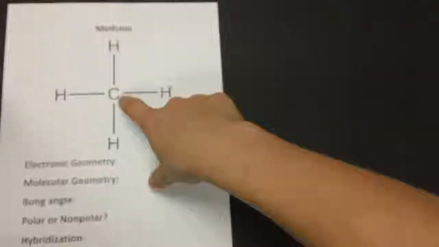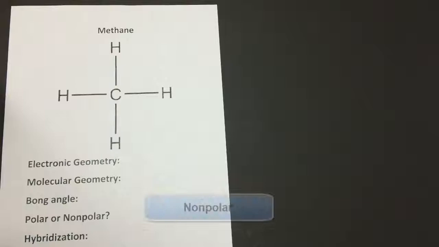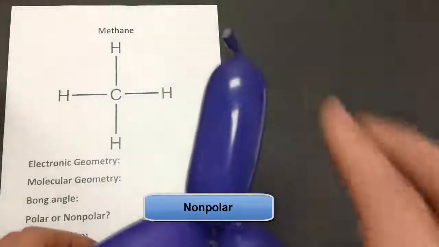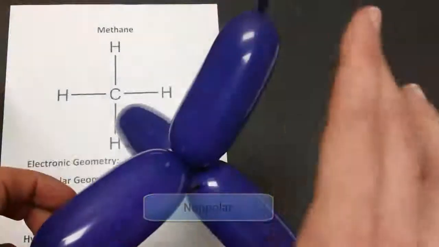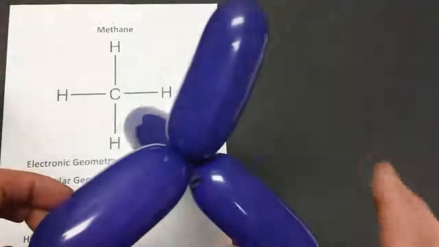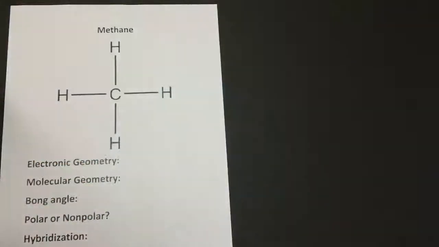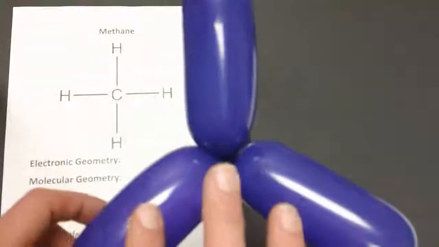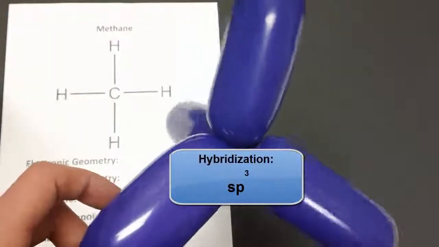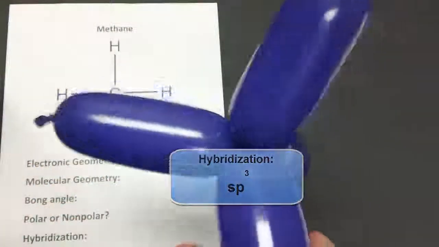So is this molecule polar or nonpolar? The molecule is nonpolar because carbon and hydrogen have very similar electronegativities, so we don't even have polar covalent bonds, and they're all equal and symmetric, so nonpolar. What about the hybridization for this molecule? Hybridization, we have 4 regions, sp3. sp3 hybridized orbitals form this geometry, tetrahedral.